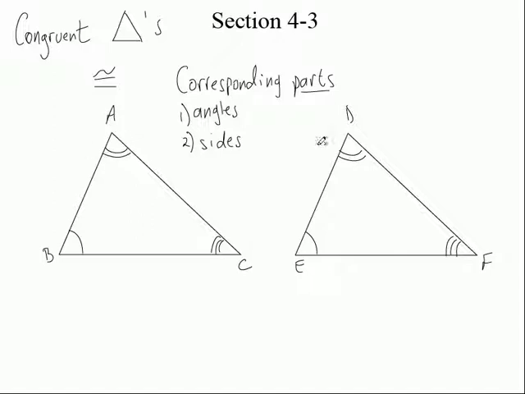Okay. So A and D would be corresponding angles, wouldn't they? And they're equal. So if I have congruent triangles, A and D would be equal. What about B? B would equal E, and C would equal F. You get it? Now, there's other parts. There's angles, but there's also sides.